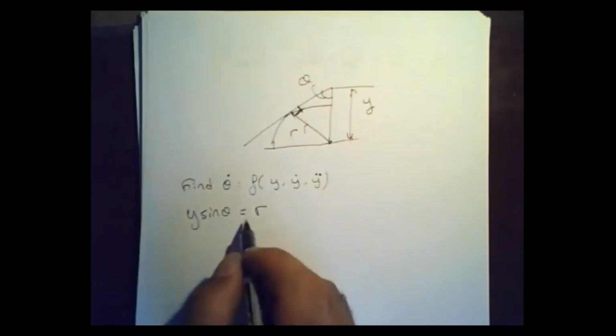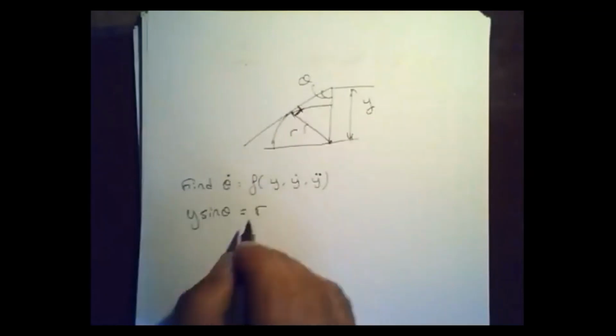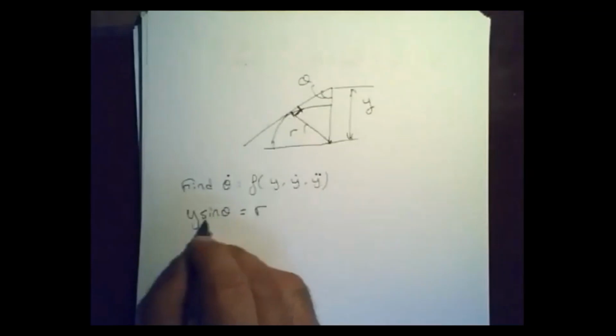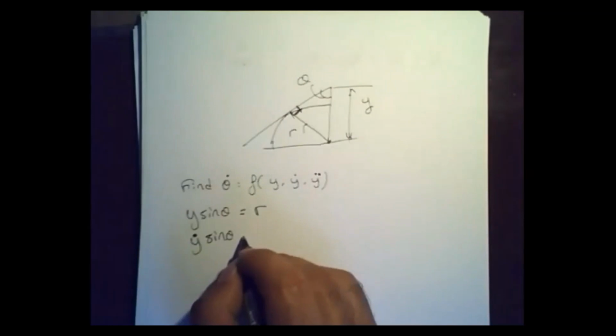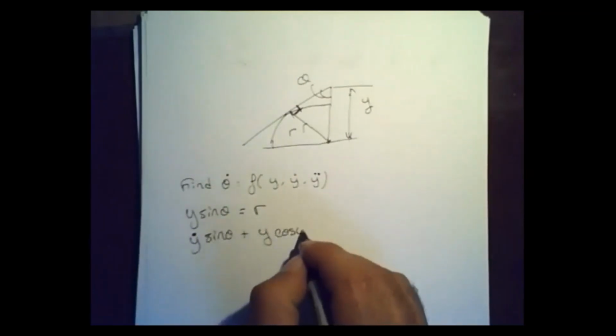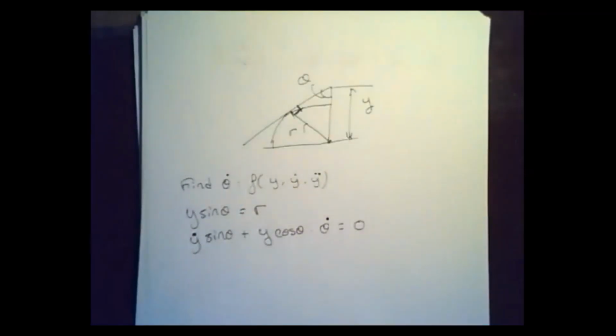What is the derivative of r? Can anyone tell me? It's 0, yes, exactly. The derivative of r is 0, so on the right I'm going to have 0. How about on the left? On the left, I'm going to have y prime times sine theta, plus y times the derivative of sine theta, which is cosine theta multiplied by theta prime, equal to 0.